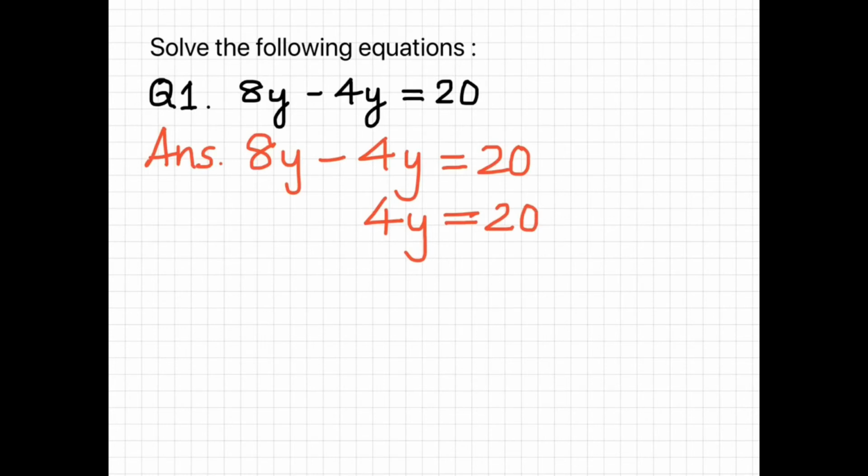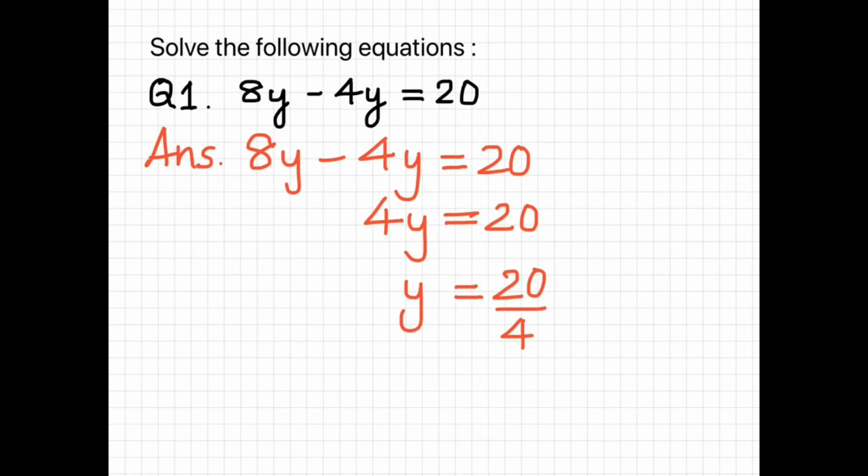Since we need to find the value of the variable y, we need to get rid of this 4. So we will be transposing 4 to the right hand side. We get y is equal to 20 divided by 4. Note that 4y is 4 times y. When 4 is transposed to the other side, it is divided on the right hand side.